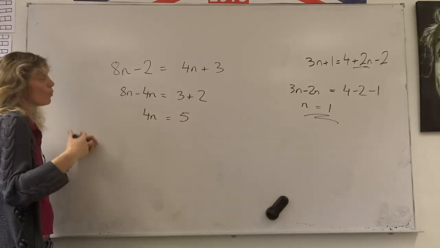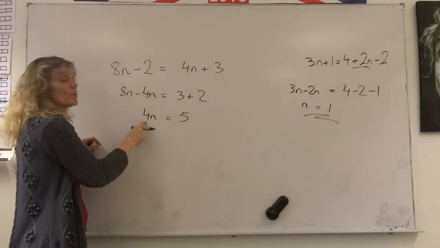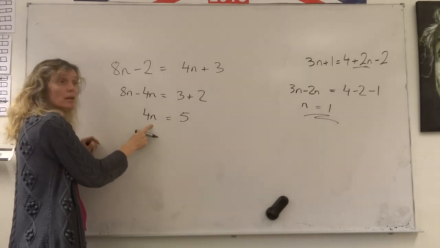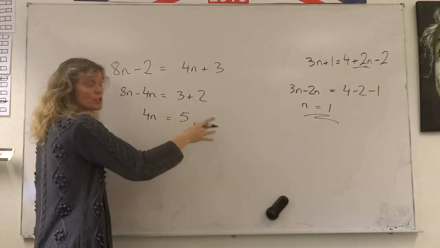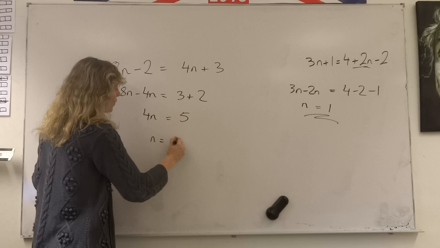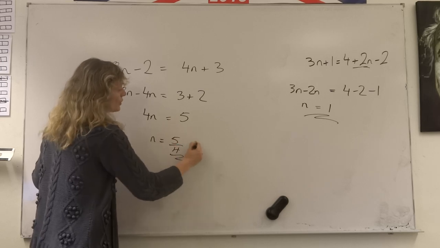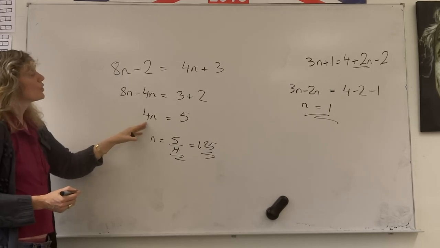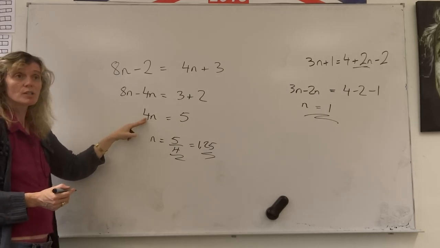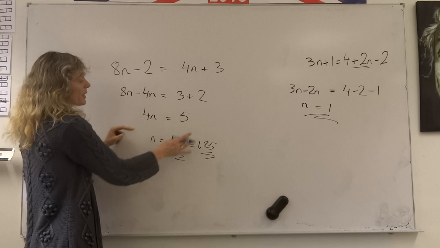How do we get what n is? Move the 4 to the other side. It was multiplied by n up here. So when we move it to the other side of the equal sign, it becomes the opposite of multiply, which is divide. So n must equal 5 over 4, which is 1.25. So you're always doing the opposite. If it's multiplied here and you move it to the other side, it becomes divide.